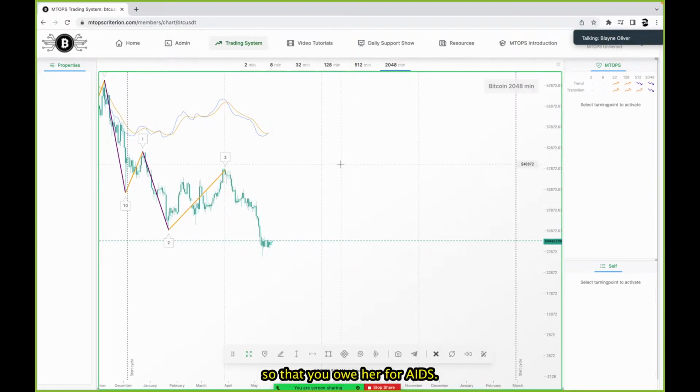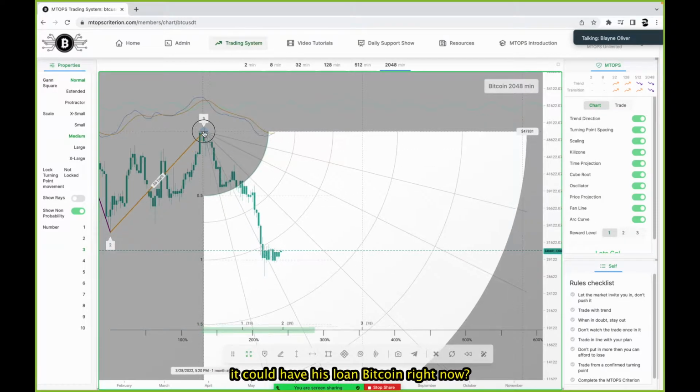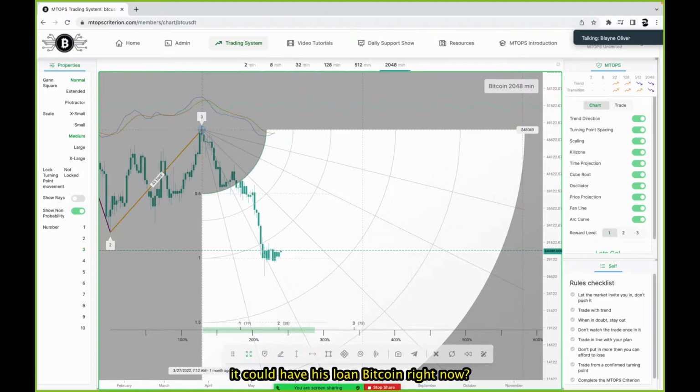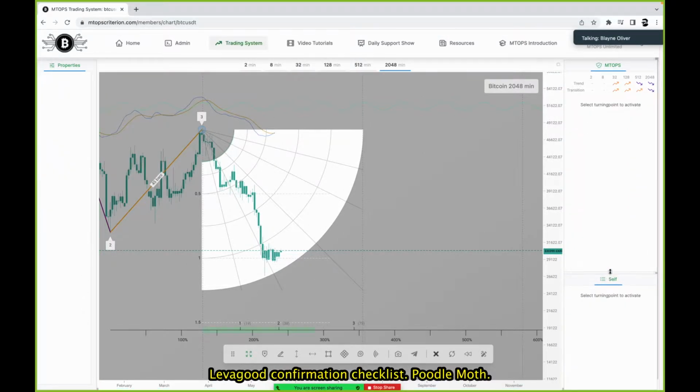Alright, so the 2048 is bringing explanation as to why the liquidity is low on Bitcoin right now. It's looking to me as if we have a switch over here on the oscillator. Then we had arc 5, 1/2 on the GAN. Let's have a quick confirmation checklist.